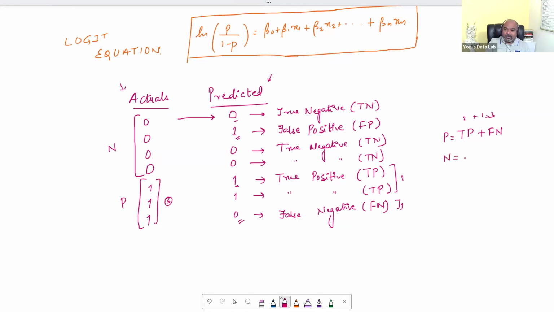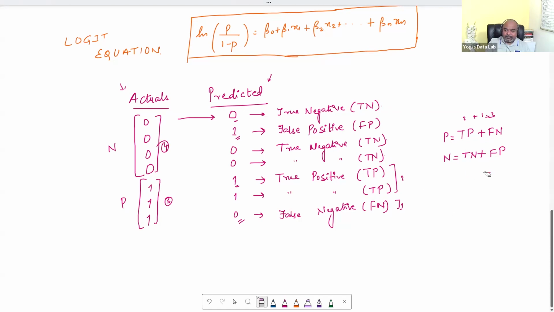Similarly, N is equal to Tn plus Fp. Meaning the number of actual negatives is the number of true negatives plus the number of false positives. How many true negatives do I have? 1, 2, and 3. I have 3 true negatives plus 1 false positive, which is 4. And I have 4 actual negatives. So P is equal to Tp plus Fn and N is equal to Tn plus Fp, which tells me that the actual number of positives is the number of true positives plus false negatives, and the actual number of negatives is the number of true negatives plus false positives.